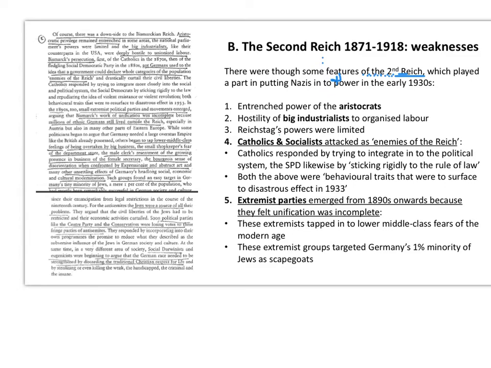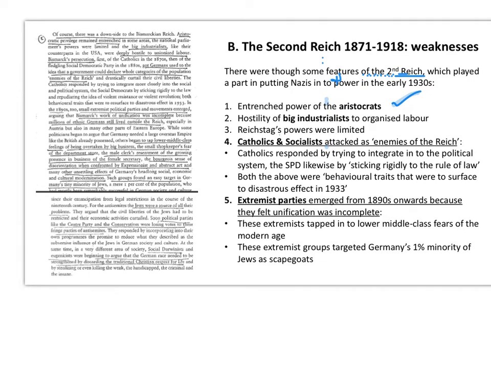So what were those features? Okay, so what are the key things? First of all, the upper classes, the entrenched power of the upper classes. We know about that, the Prussian Junkers. Now you will be learning in the next two lessons how Hitler was put into power by the Prussian Junkers. So the fact that the Junkers were able to put Hitler into power comes back to the Second Reich, that the Junkers were powerful from 1871 onwards.